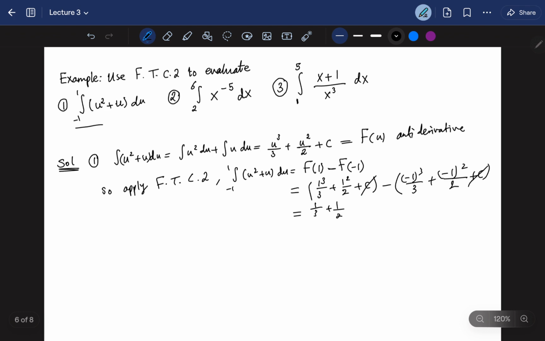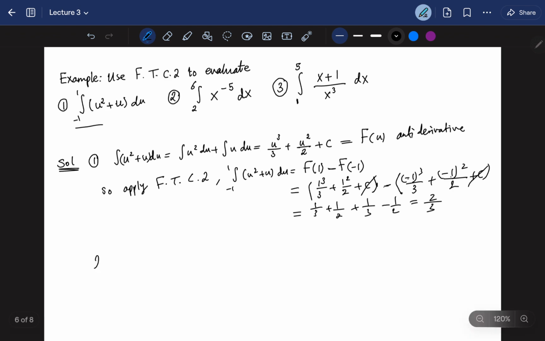Now these c's cancel out since I have a minus. Then negative 1 cubed is just negative 1 again. So negative times negative, that's positive. Then positive times negative, that's negative. So this is just 2/3.